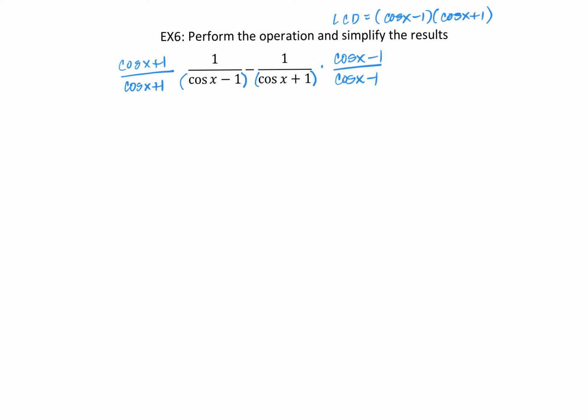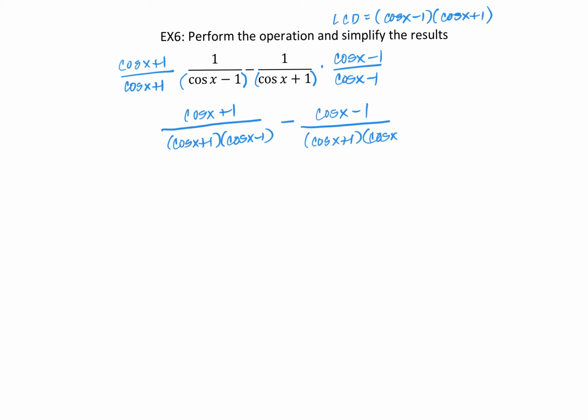First fraction, cosine of x plus 1 times 1 is simply cosine of x plus 1. And then we have our denominator, cosine x plus 1 times cosine x minus 1. The second fraction, minus 1 times the cosine of x minus 1 is just cosine of x minus 1. And then our denominator, cosine x plus 1 and cosine x minus 1.